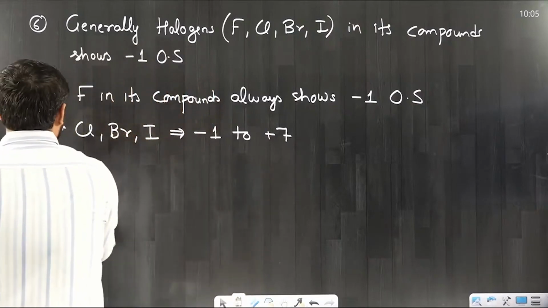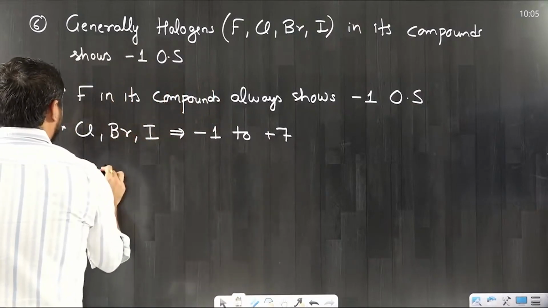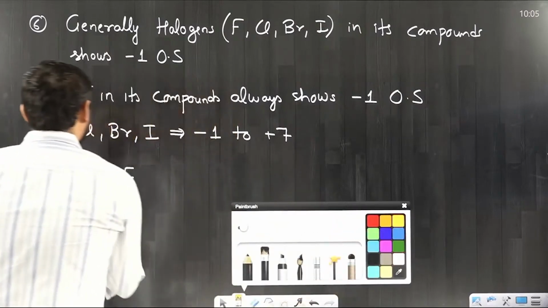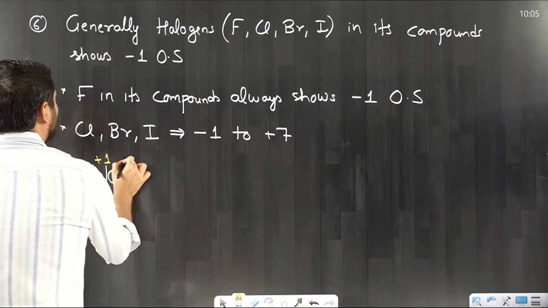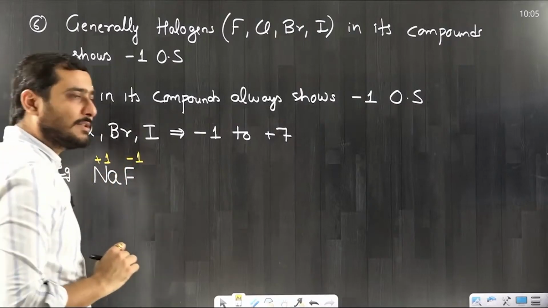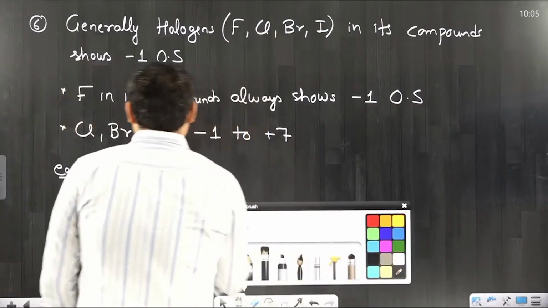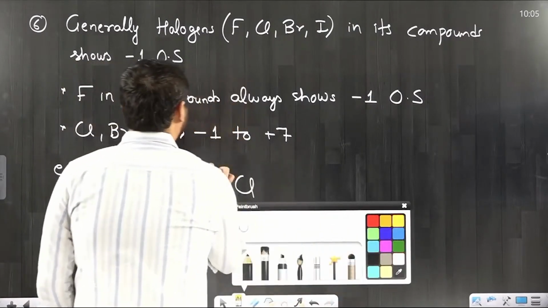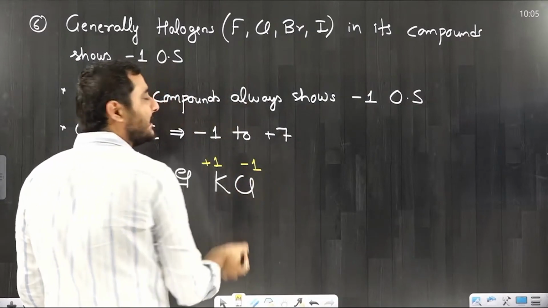So if we take examples, let us take NaF, sodium fluoride. So what is the oxidation state of sodium here? Plus 1. The oxidation state of fluorine is minus 1. A similar example, if we take KCl. So potassium will show plus 1. Chlorine will show minus 1.